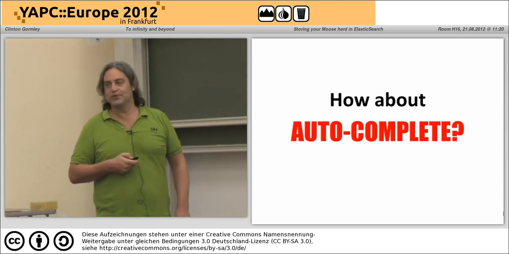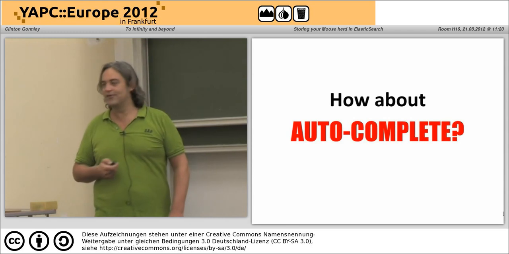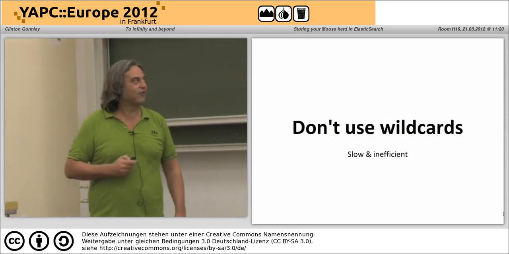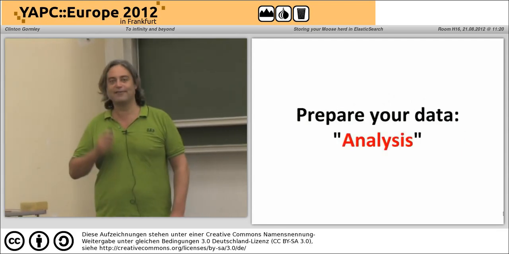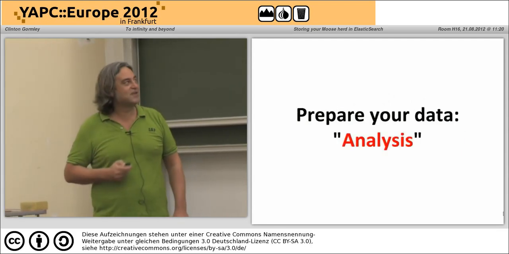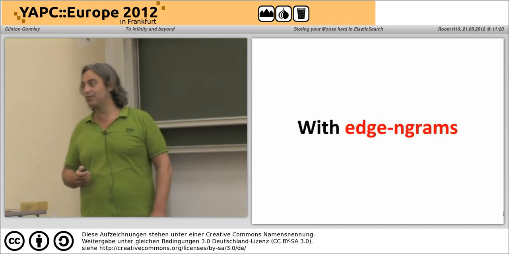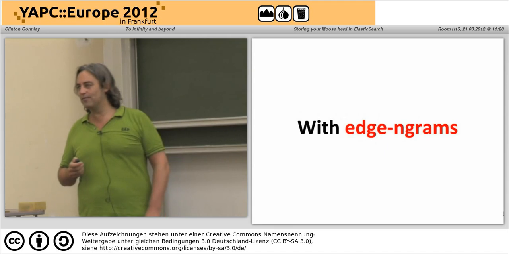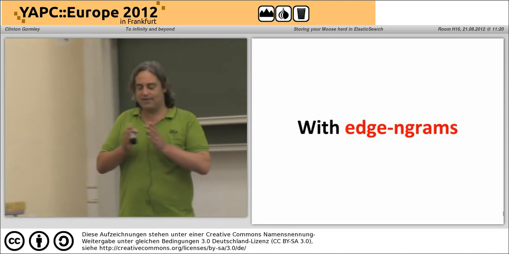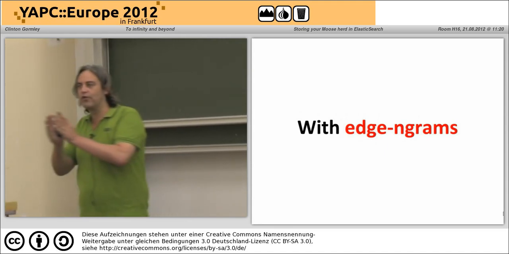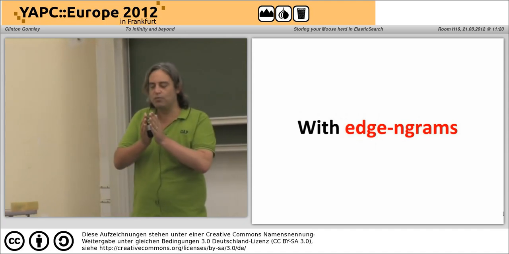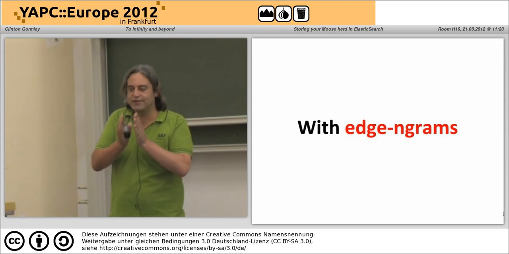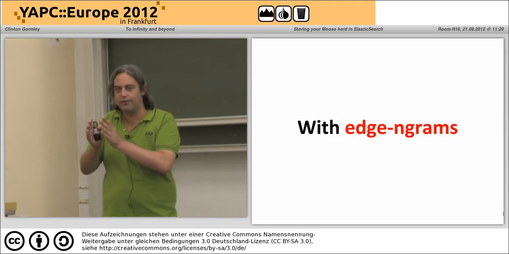How about doing some autocomplete? Everybody always wants to know how to do autocomplete, and they think that wildcards are the way, but they're not. They really are not. They're slow and inefficient. The right way to do it is to prepare your data properly, and we're going to analyze it using edge n-grams. So an n-gram is a kind of window moving across a word. An n-gram of one would mean first letter, second letter, third letter, fourth letter. An n-gram of two would be first and second, second and third, third and fourth.